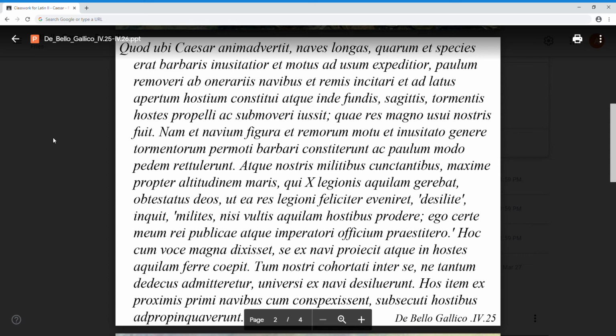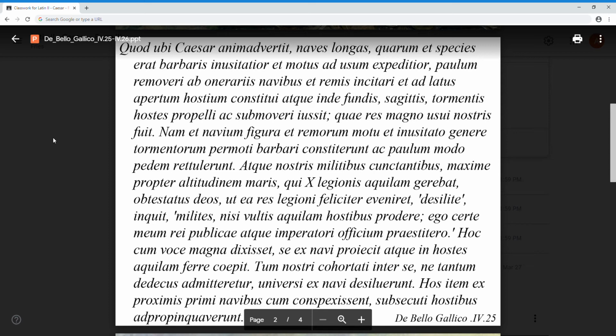For because of the shape of the ships and the movement of the oars, what are those? Oh, those are oars. Scary. And because of the movement of the oars and the unusual kind, they're not used to this, the unusual kind of tormentorum, of artillery, permoti barbari. So permoti, perfect passive participle, it agrees with the barbari.